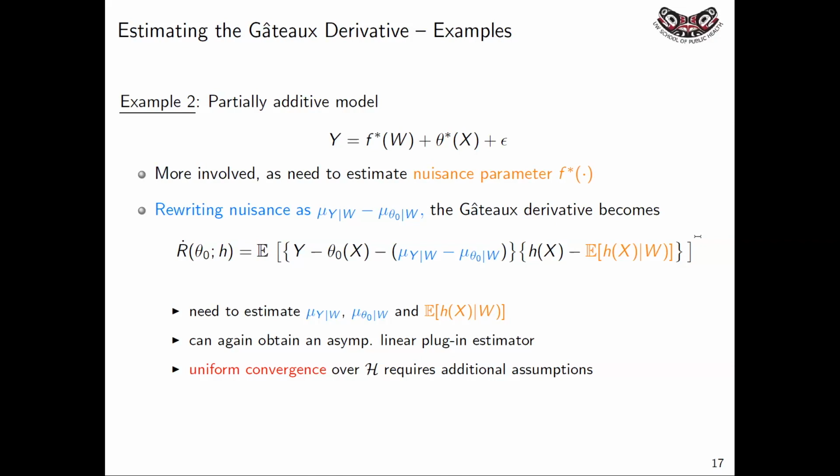For a given h, we could obtain an asymptotically linear plug-in estimator this way, and everything goes through. The challenge in this case really is that we don't need just asymptotic linearity for a given h. We need uniform convergence over the whole class script h. And that requires some additional assumptions that are a bit technical. I'm happy to talk offline. But basically, we need to be able to consistently estimate the nuisance parameter. So if we could consistently estimate the nuisance function f star, then everything works.